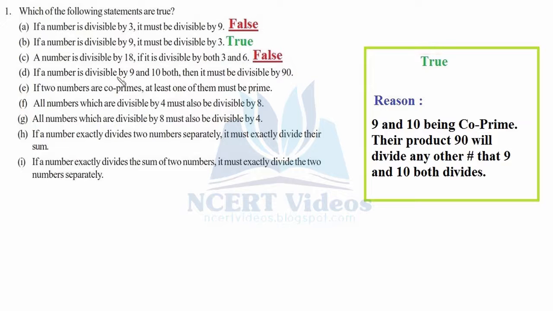D. If a number is divisible by 9 and 10 both, then it must be divisible by 90. It is true. Reason being, 9 and 10 are co-prime, so their product 90 will divide any such number. And co-prime numbers are numbers which have common factor as 1.